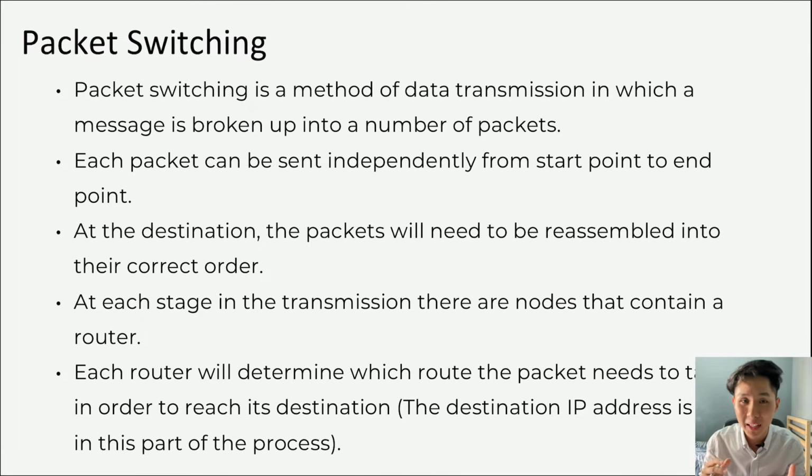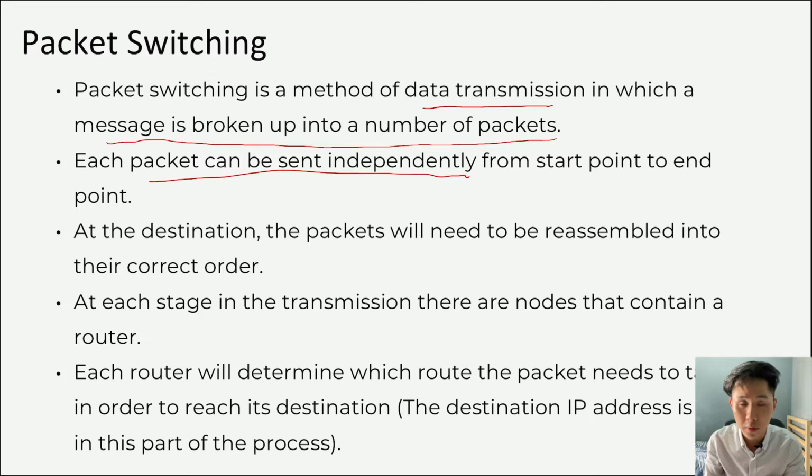it's something that we already mentioned just now, just that we didn't give it a big terminology yet. So let's read this. Packet switching is a method of data transmission, in which the message is broken up into a number of packets, and each packet can be sent independently from start point to finish, which means all the packets don't have to work in a group. They can follow their own track sent by different routers. And at the destination, the packets will need to be reassembled in the correct order.